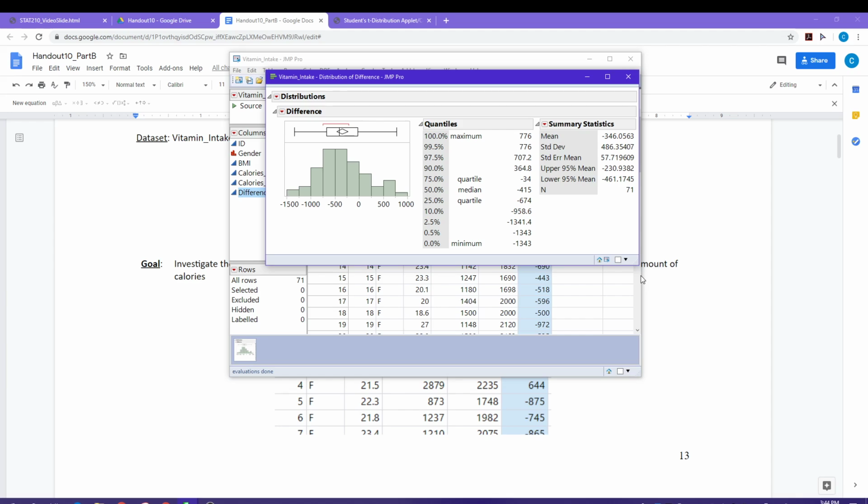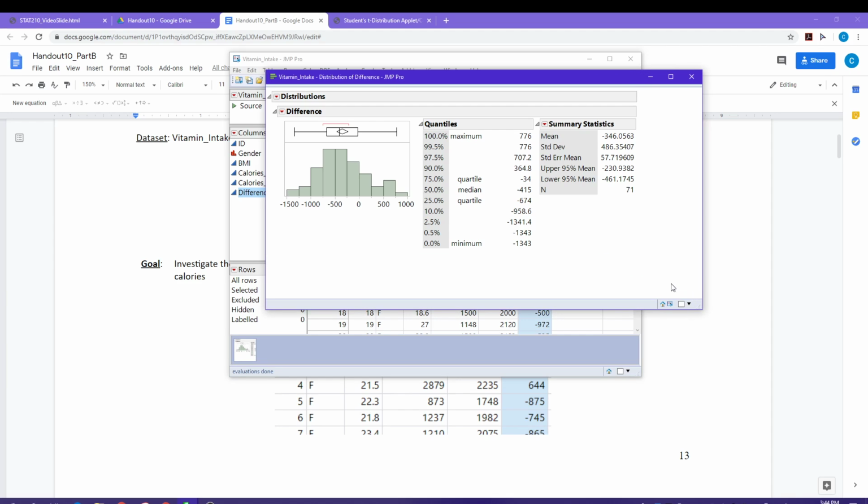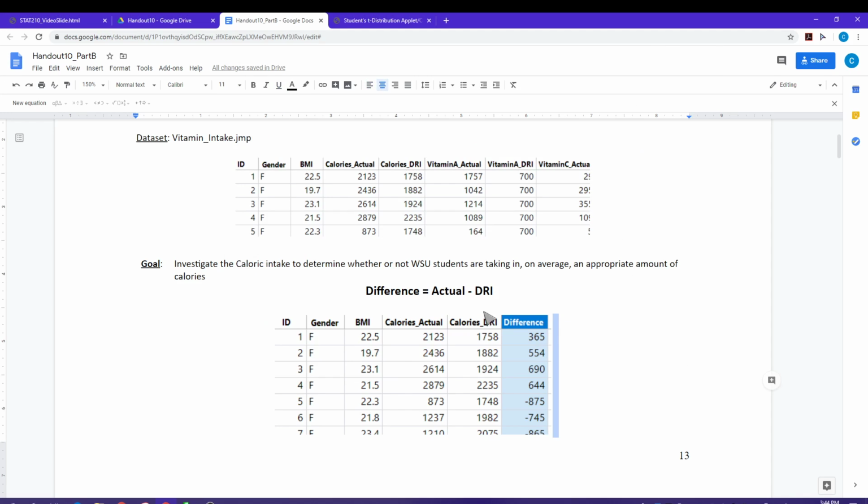Turn that on its side. We can see that the average is about minus 350, or 346. The average is negative. It just means that for these people, there's actually 71 people in this study, they're taking in about 350 less calories than they should be. So again, the differences were computed as actual minus DRI.